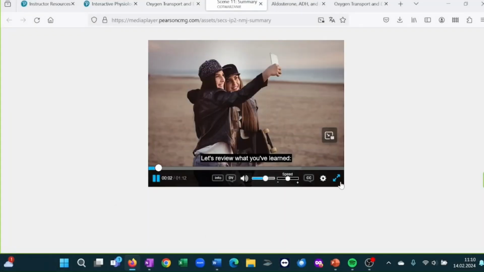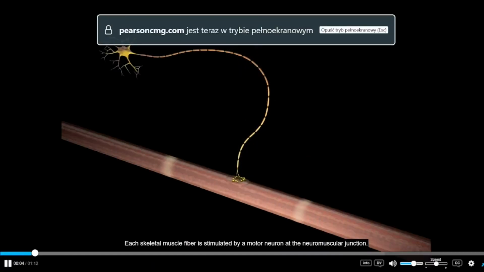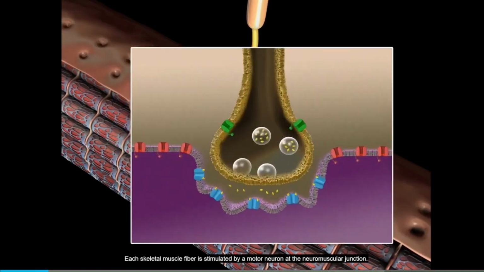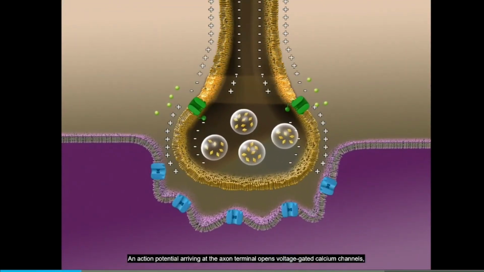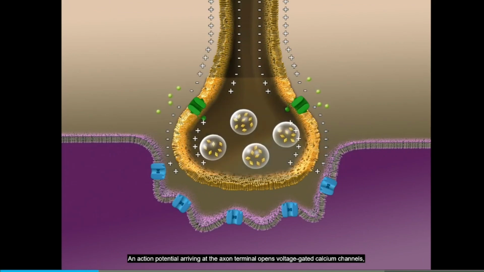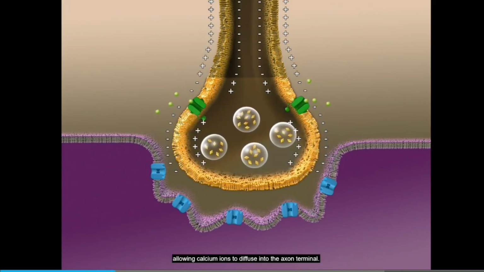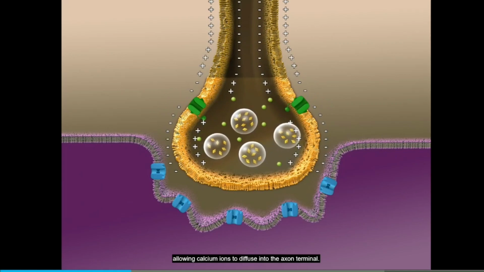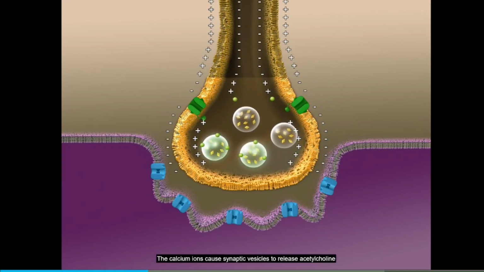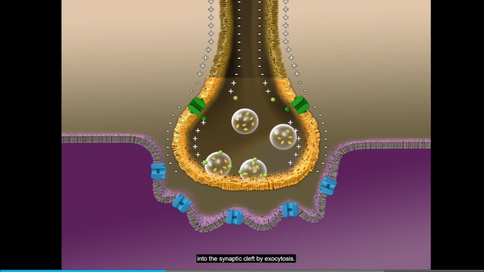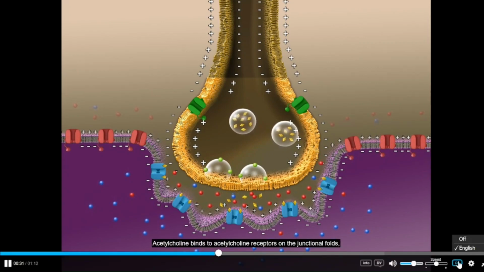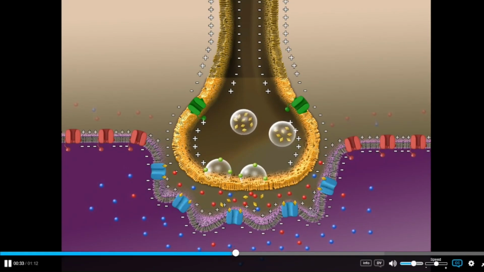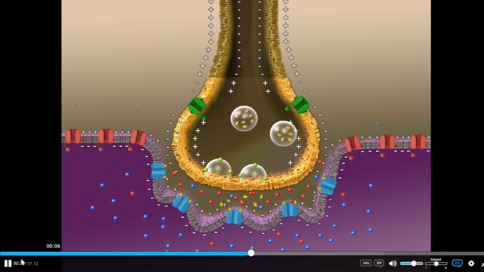Let's review what you've learned. Each skeletal muscle fiber is stimulated by a motor neuron at the neuromuscular junction. An action potential arriving at the axon terminal opens voltage-gated calcium channels, allowing calcium ions to diffuse into the axon terminal. The calcium ions cause synaptic vesicles to release acetylcholine into the synaptic cleft by exocytosis. Acetylcholine binds to acetylcholine receptors on the junctional folds, opening these chemically gated ion channels. Sodium ions enter the muscle fiber.